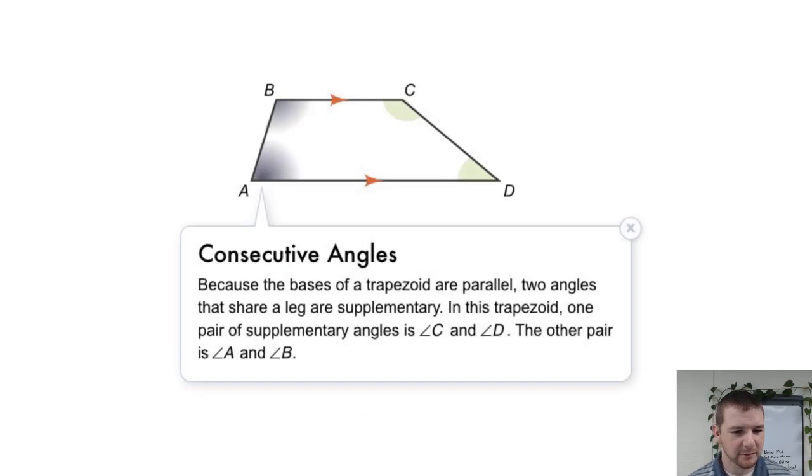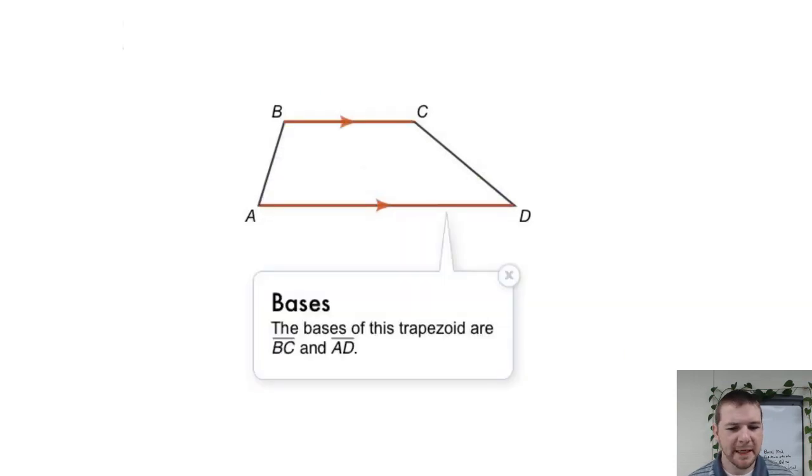Consecutive angles. Because the bases of a trapezoid are parallel, two angles that share a leg are supplementary. In this trapezoid, one pair of supplementary angles is angle C and angle D. The other pair is angle A and angle B. Bases. The bases of this trapezoid are segment BC and segment AD.